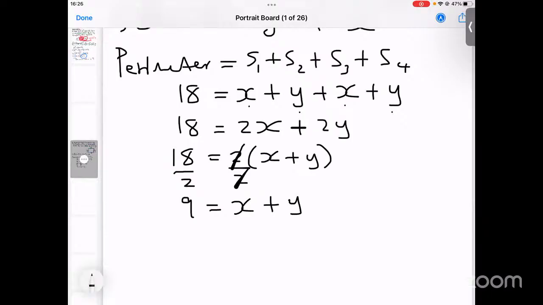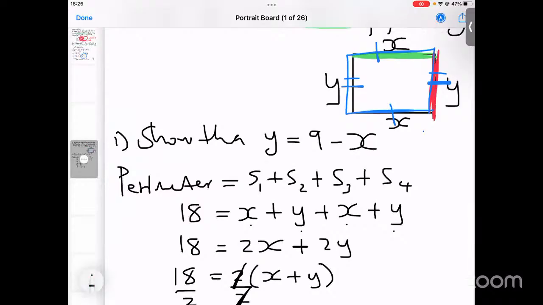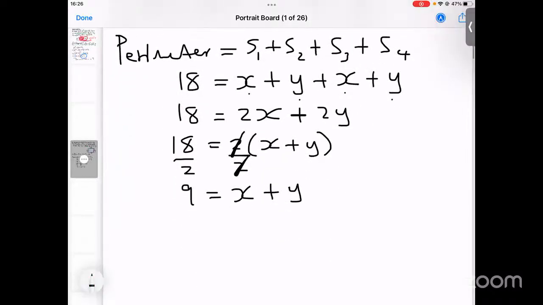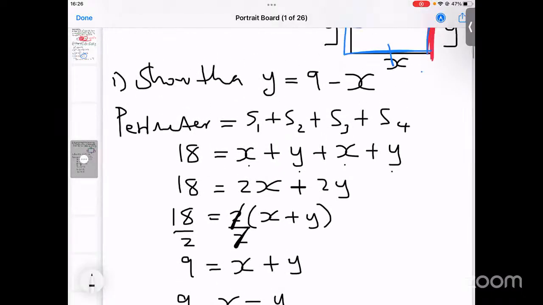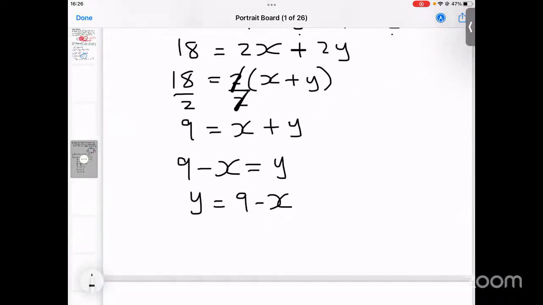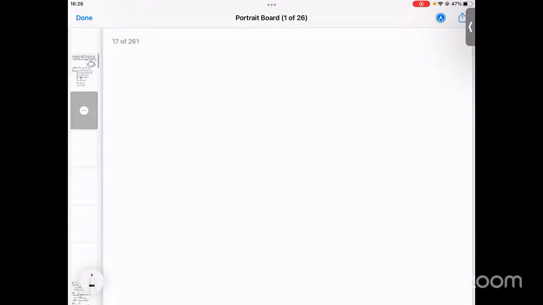Therefore, remember what the question said. They wanted you to just show that which side? Side y is equal to 9 minus x. Indeed, if you take that x to the other side, you end up with y there. So that means side y is indeed equal to 9 minus x. And that should be the end of it, with you showing that. Okay, let's not waste time and continue.